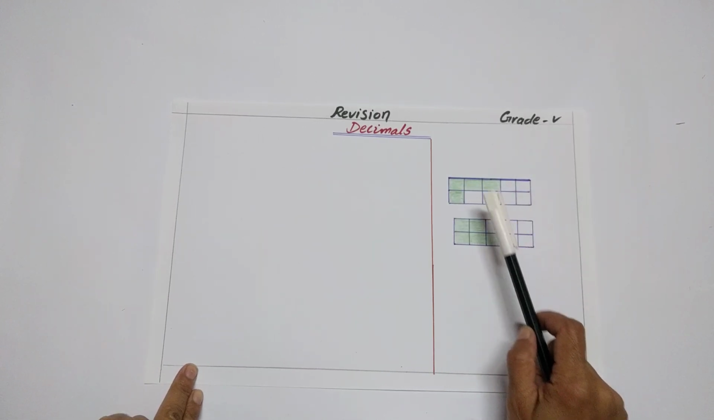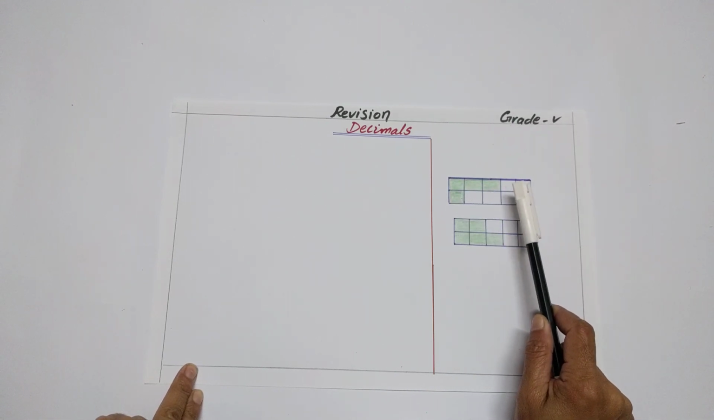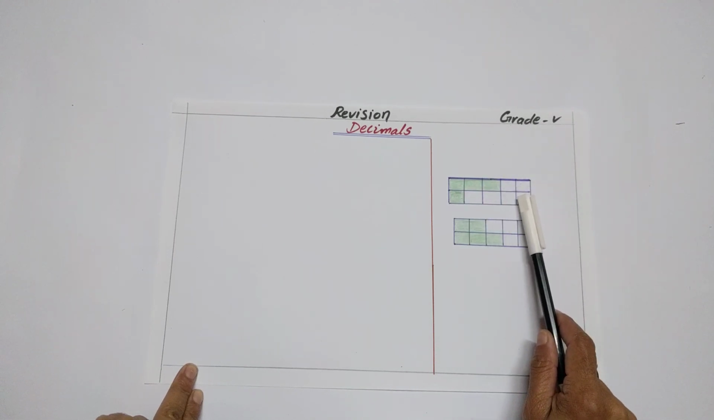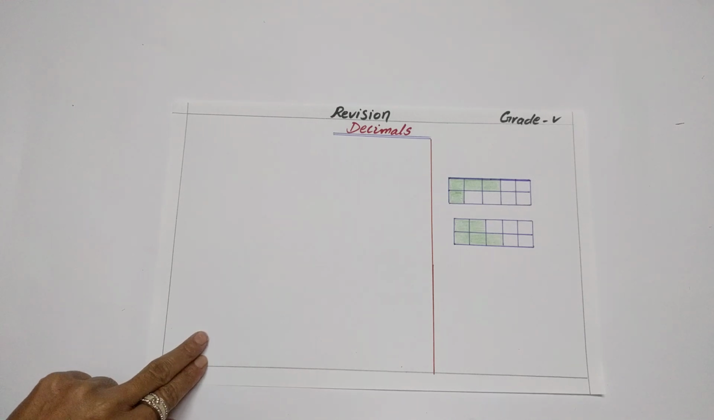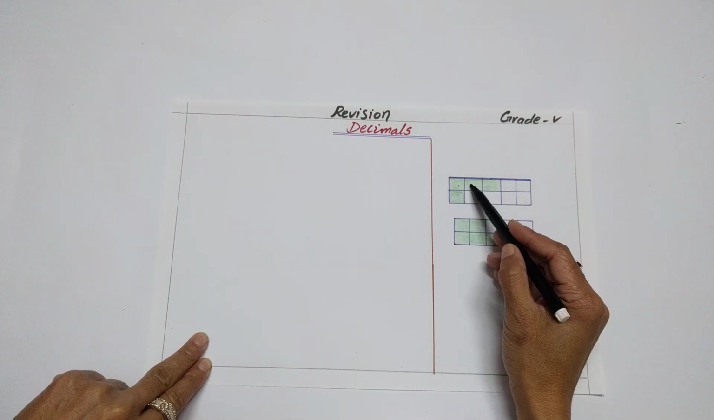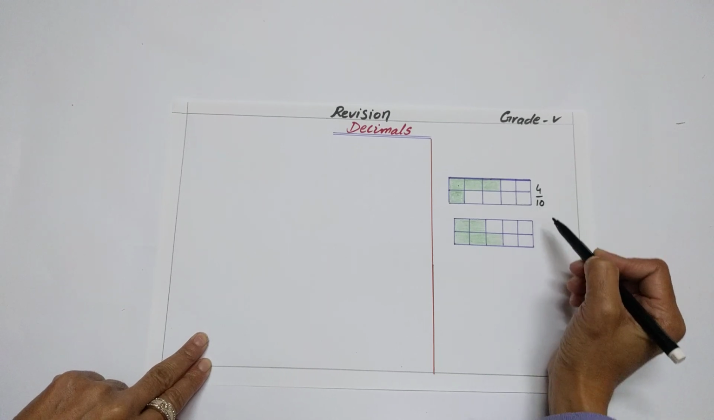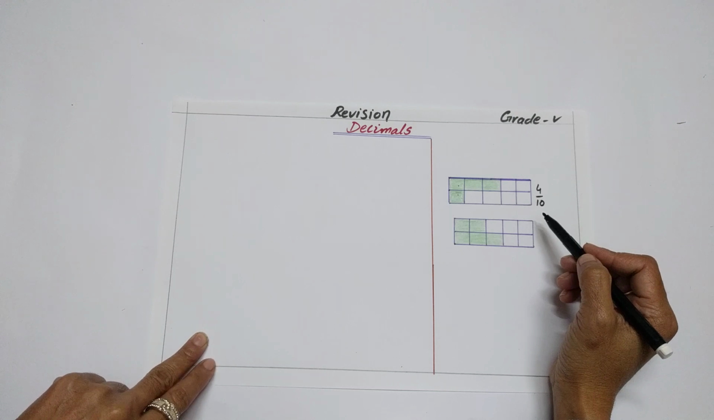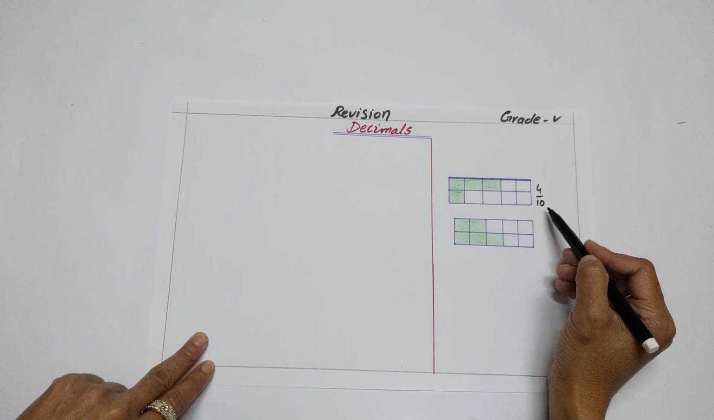How many parts are shaded? 1, 2, 3, 4 parts are shaded over here and total parts are 1, 2, 3, 4, 5, 6, 7, 8, 9, 10. So 4 parts are shaded. 4 out of 10 are colored, which means it represents 4 tenths, and can be written as 4 by 10.